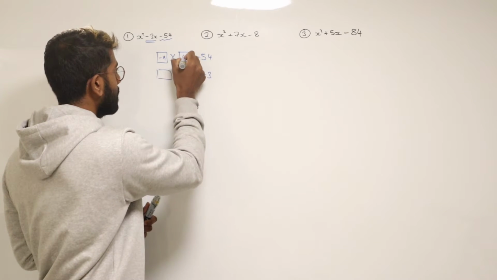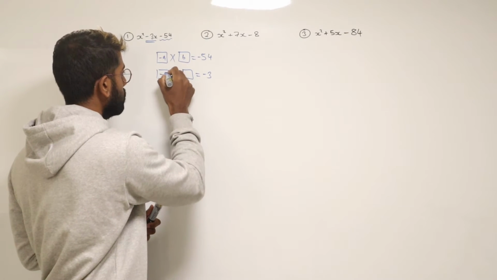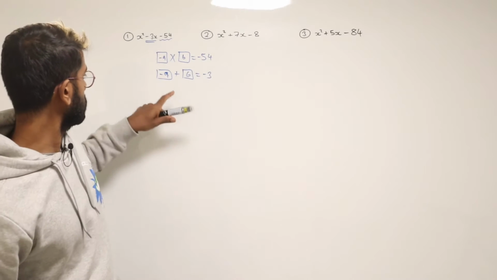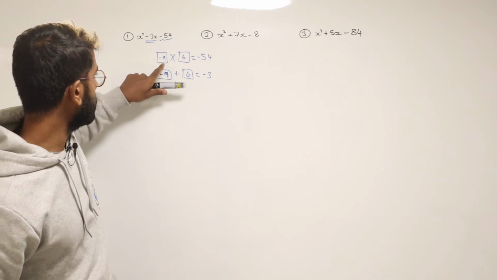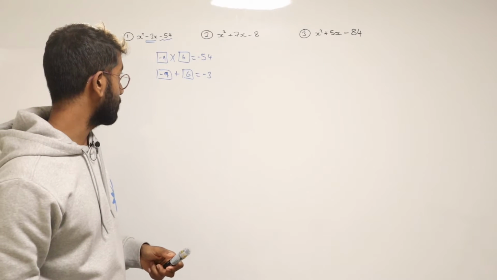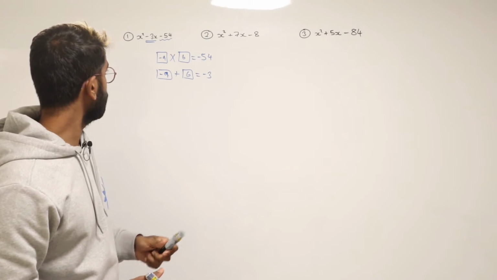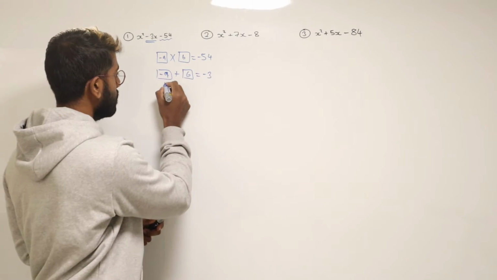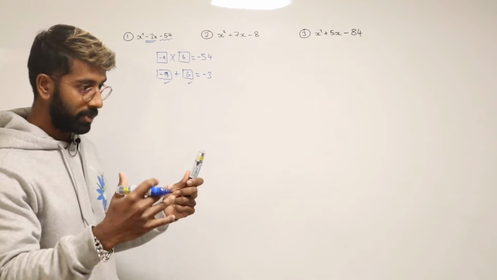I think let's go with minus 9 and positive 6, because minus 9 add 6 will give me minus 3, and then minus 9 times 6 gives me minus 54 when you times them. So those are the 2 numbers. We're going with this one, minus 9 and 6. So what do we do now?